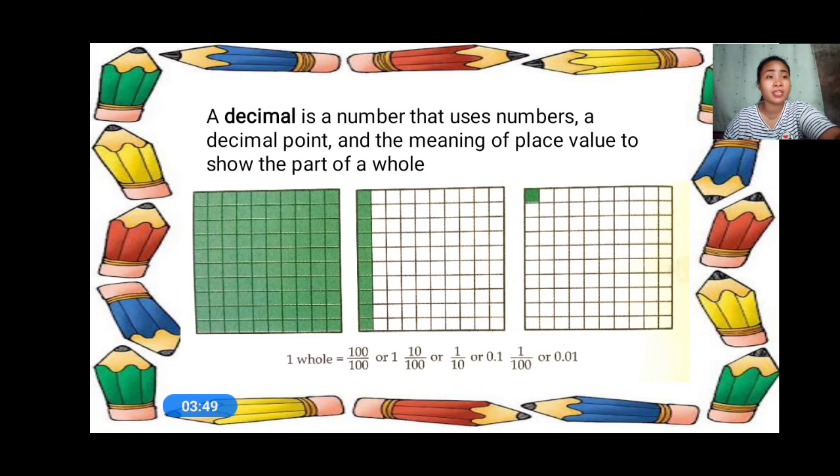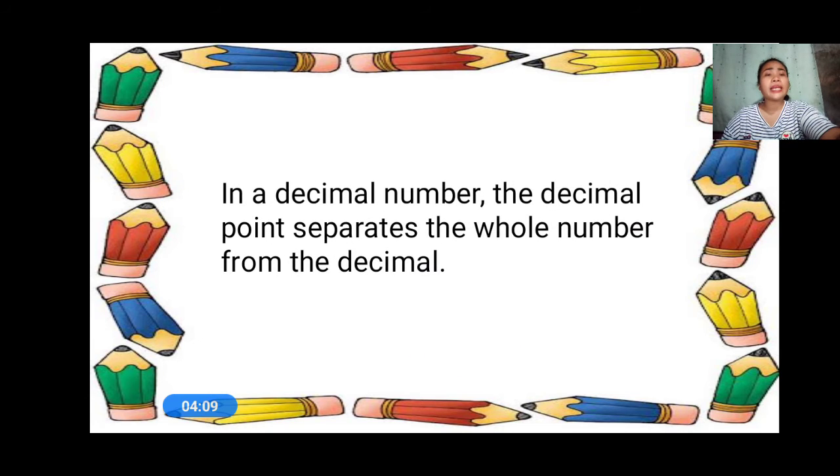Remember that a decimal is composed of what? Numbers. What are the numbers here? 0 and 1. A decimal point. Where's the decimal point? In between 0 and 1. And the meaning of place value. So today, of course, we are going to talk about place value. Now, I want you to remember that in a decimal number, the decimal point separates the whole number from the decimal. So what is the use of the decimal point? To separate the whole number from the decimal. Again, everyone, what is the use of the decimal point? It separates the whole number from the decimal.